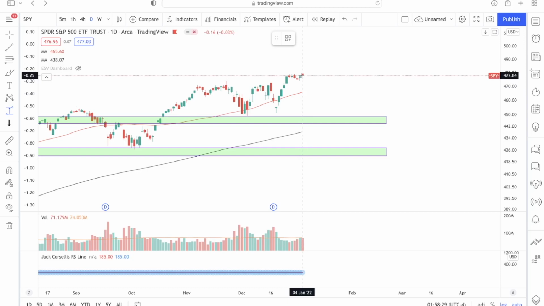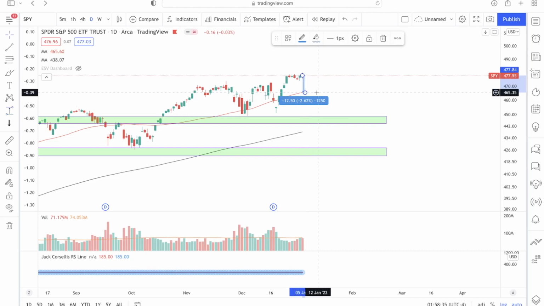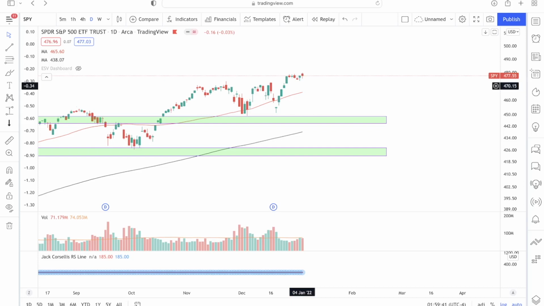If we take the closing price for this day and calculate the distance between the closing price and the 50-day moving average, we see that the distance is only about 2.62%. So right now the S&P 500 is not too far away from the 50-day moving average and it's also not too overextended. If the S&P 500 moves up from here, there's a level that I'm taking a look at first. The level is at this point over here.